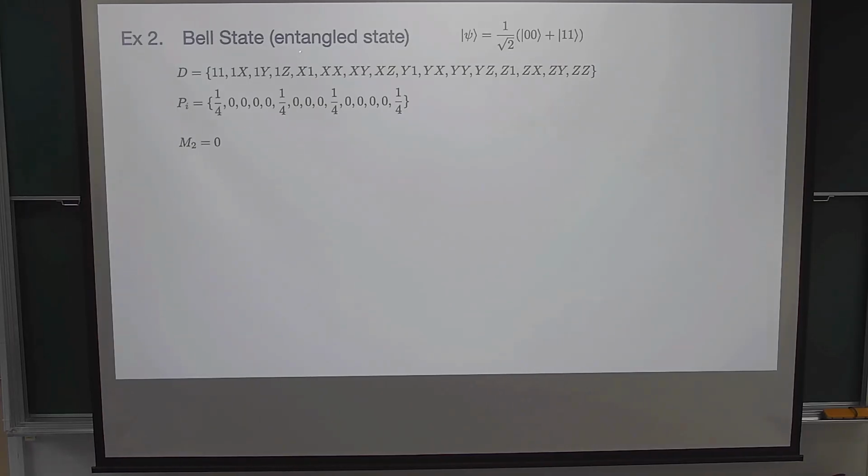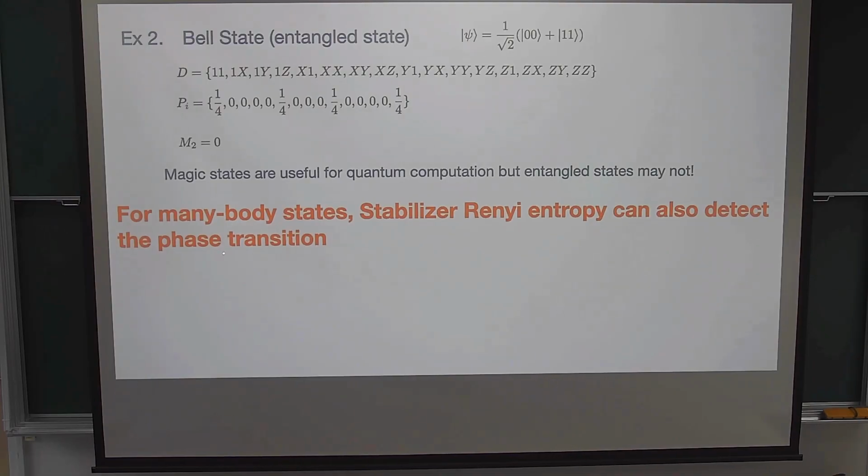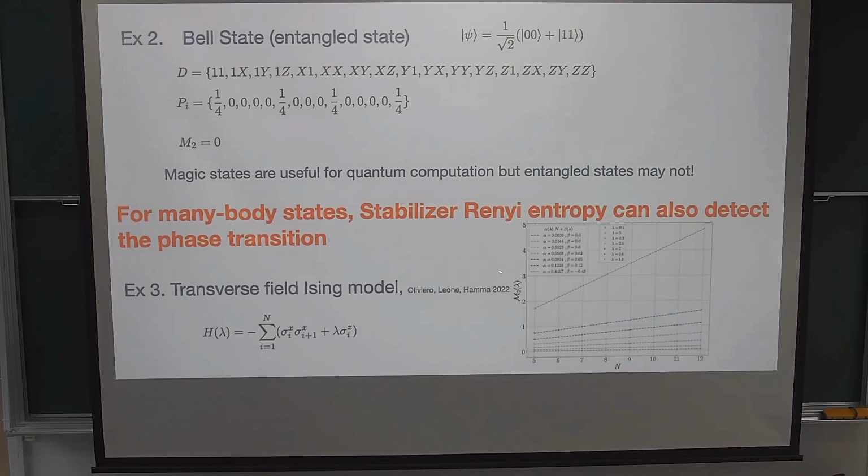A Bell state is an entangled state, but it is classically simulable, so it has a zero M2. And then you can use this for many-body states as well. People already use this SRE to study phase transitions. This is one of the papers by the same group. They show that at the transition point, it basically goes to the extremal values of this SRE, and for the gapped phase, they have a smaller value.